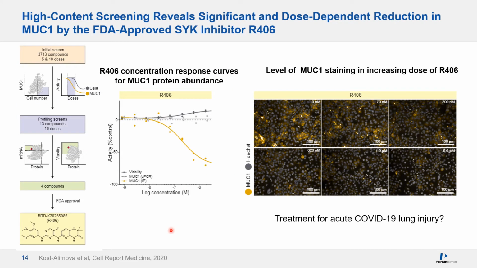Through further characterization using PerkinElmer high-content imaging analysis systems, the authors were able to verify that the FDA-approved compound R406 can control the expression of mucin-1 protein, as indicated by the decrease of mucin-1 staining with increasing dose of the compound treatment. So these studies provide a rationale for pursuing clinical trials to test whether repurposing of this FDA-approved drug may have a salutary effect for patients suffering from acute COVID-19 lung injury.